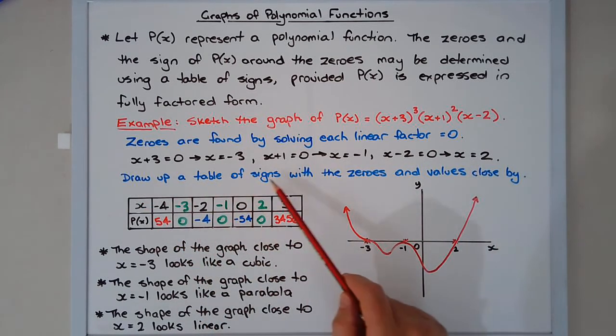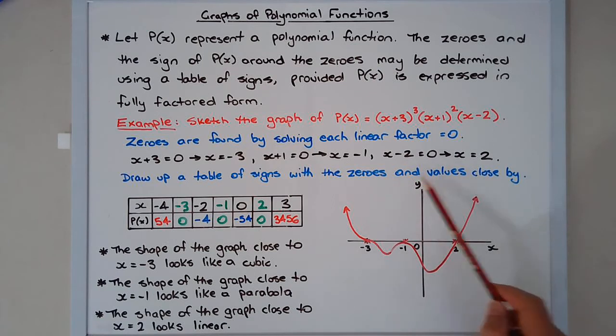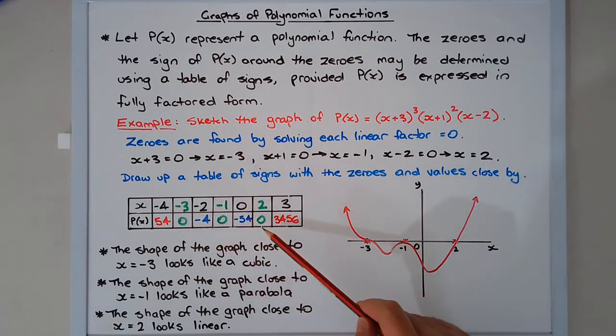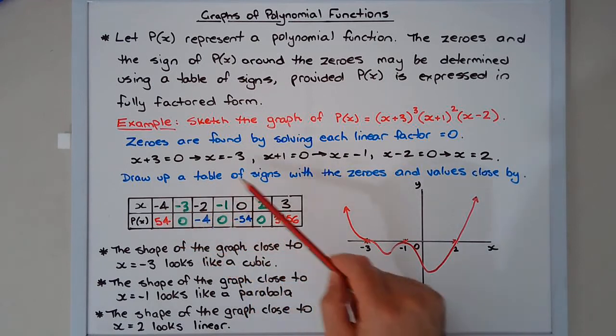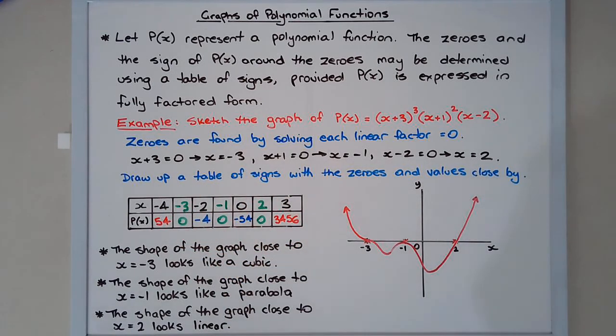Next, we draw up a table of signs with the zeros and values close by to those zeros. So the zeros are written in green, and I've chosen some convenient values around those zeros. Now the value of p of x, if it's positive, I've written it in red, and the value of p of x, if it's negative, I've written it in blue. And from this table of signs, I can deduce, or at least estimate, the shape of this curve.